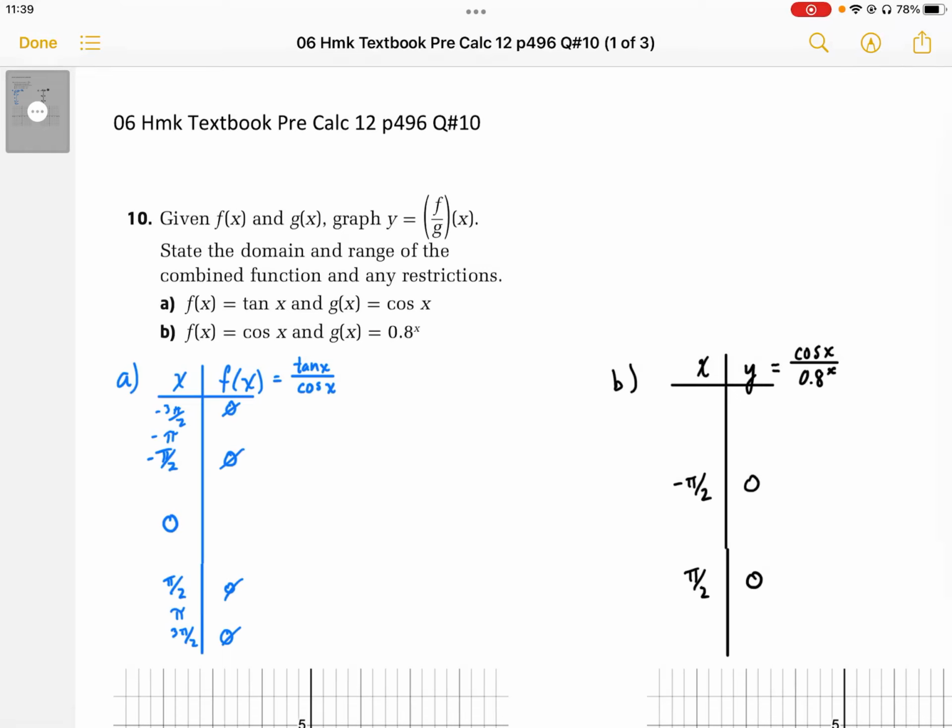Page 496, number 10. We've been given f of x and g of x, and we're going to find the quotient of f divided by g. It says state the domain and range of the combined functions and any restrictions. So the big one is the restrictions.